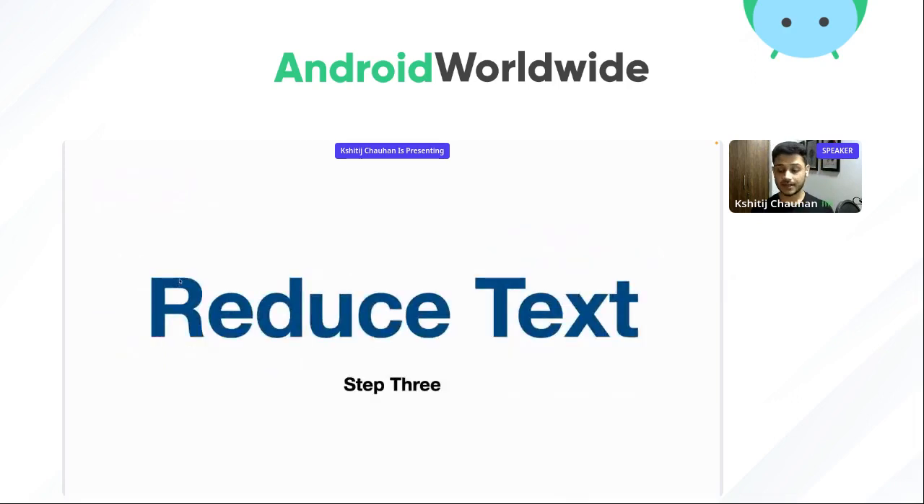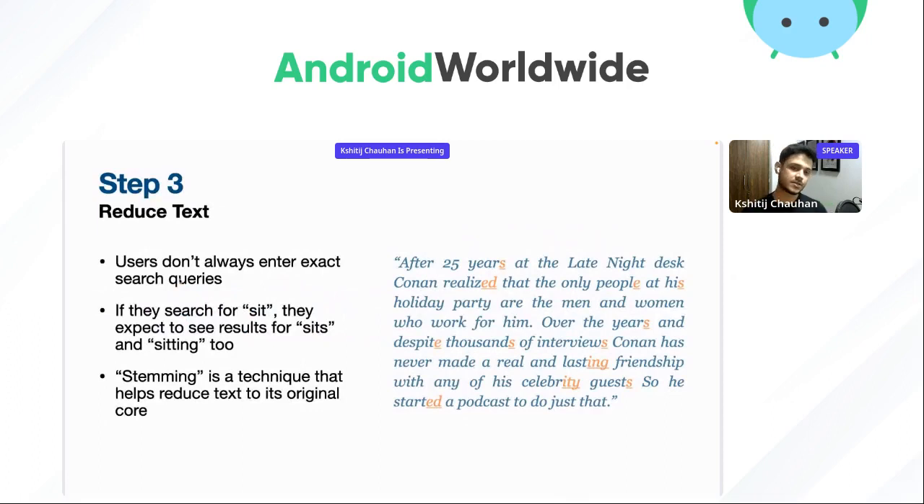This is known as reducing text. Formally, we call this stemming. Stemming is the process of reducing a word down to its core. Let's take a look at it in more detail. Now, users don't always enter exact search queries. If they search for the word sit, they usually expect to see the result for sits and sitting too. How do we fix this problem though? We use a technique known as stemming. Stemming helps reduce a piece of text to its original core.